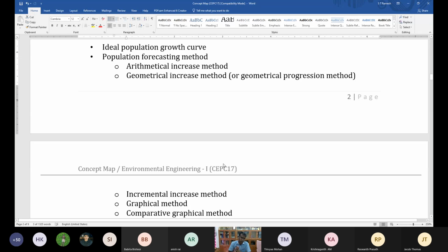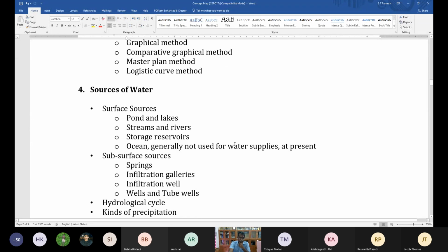For example, the population of Trichy in 2011 may be 10 lakh. If you follow any method and it projects for 2021 or 2031 an accurate value, it is no problem. If the projection is 10% excess or 20% excess, obviously it will also increase the project cost. So we'll be discussing the different population forecasting methods in detail.